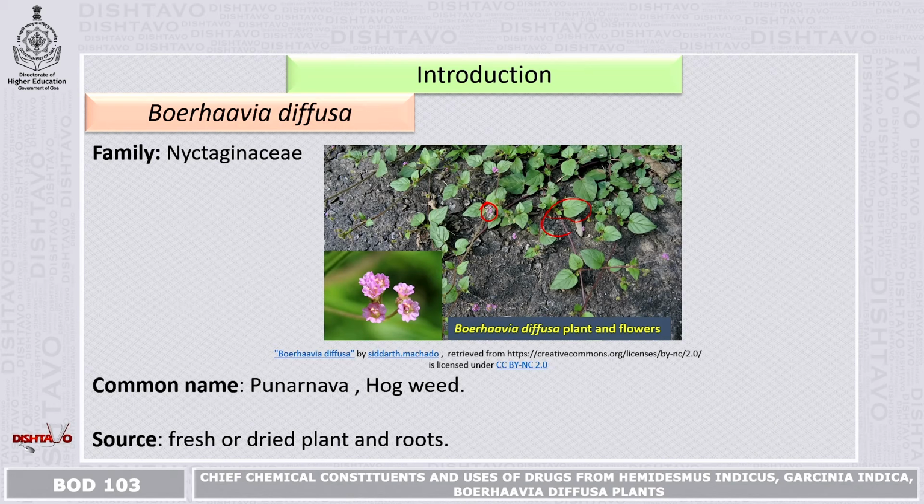It is also called hogweed or punarnava, commonly called, and it is used extensively by local people as decoctions. The source of this plant is dry plants and the roots. So the part of the plant is dried. It is even used as fresh plants and then used for decoction making.